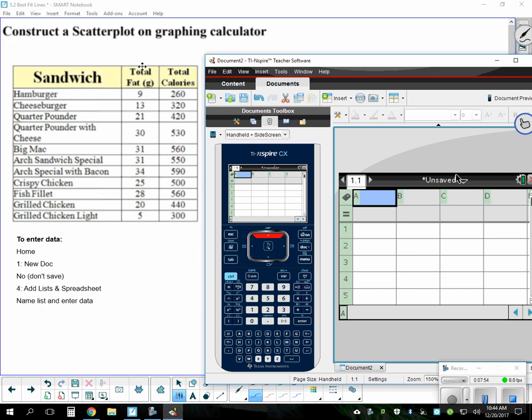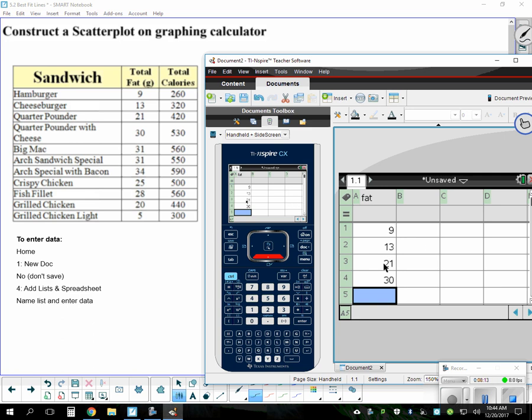This is going to represent your total fat, so I am just going to call that fat. We don't want anything in the equal box, and then this is where we will type the rest of our data. So 9, 13, 21, 30, etc. So fill in the rest of your data and then do the same thing for column B. We're going to call that one, let's just call it cal, C-A-L, for total calories. Pause the video and finish your chart.